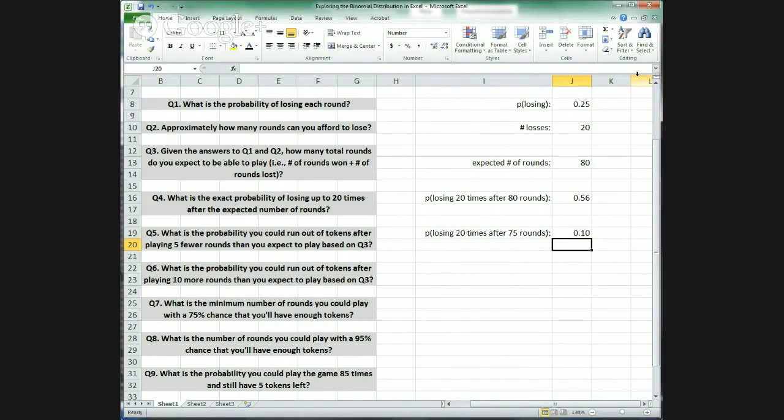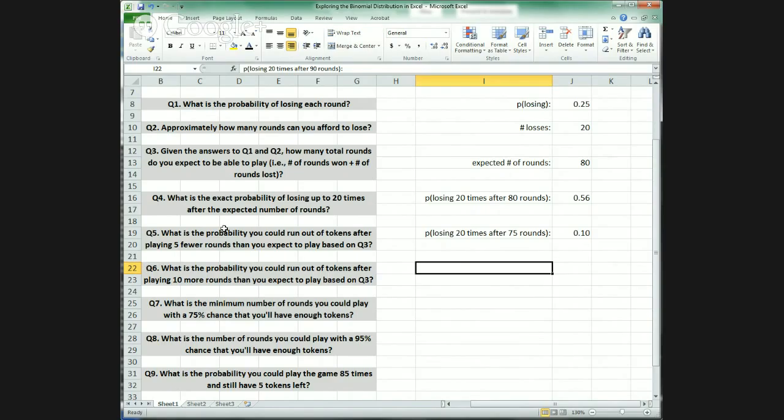The probability of losing 20 times after 75 rounds is 0.10. So there's about a 10% chance that if we play 75 rounds with these chances of 0.25 for losing, we will have a 0.10 probability of losing 20 times. Now, losing up to 20 times would be a much bigger probability.